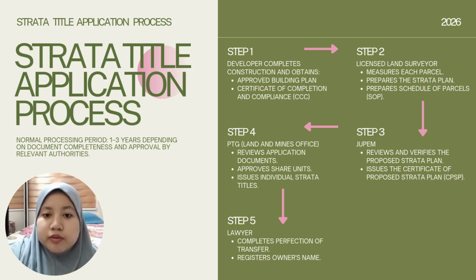Once JUPEM confirms that the proposed strata plan meets all requirements, the application proceeds to the State Land and Mines Office or PTG. PTG reviews all supporting documents before issuing individual strata titles for every parcel. Finally, a lawyer manages the perfection of transfer process by registering the strata title under the owner's name. According to the management, the entire process normally takes between 1 to 3 years, depending on the completeness of the documents and the approval process.